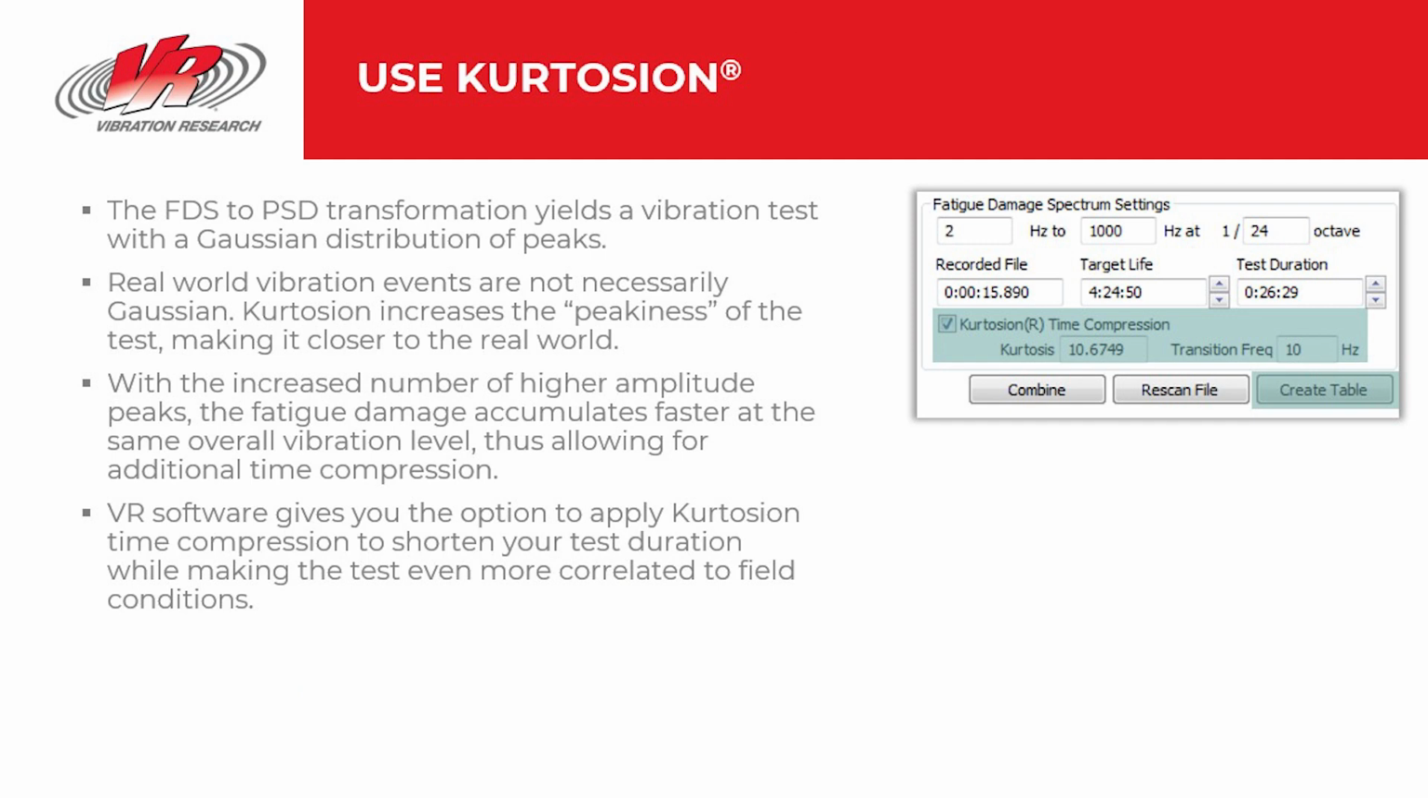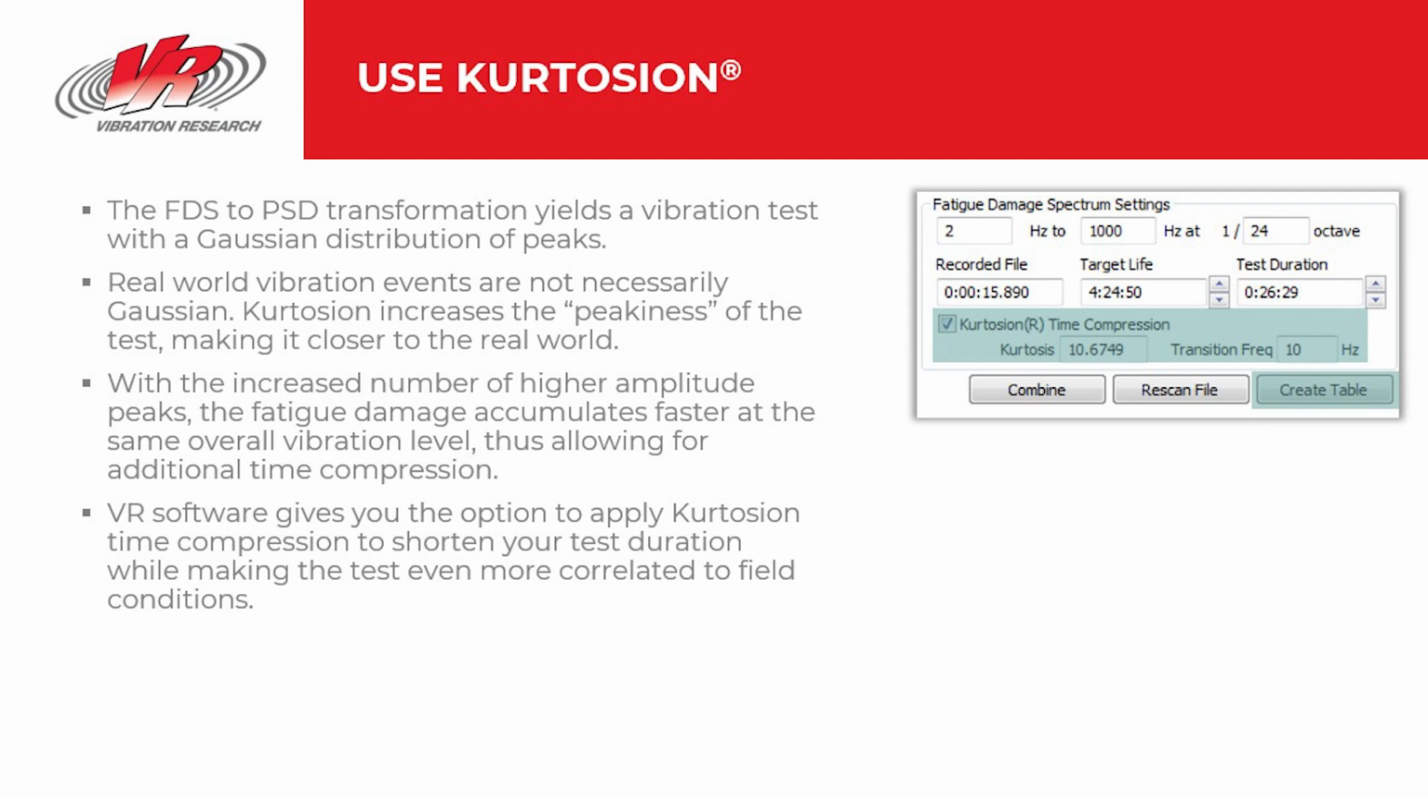Finally, Vibration Research's patented Kurtosion can be used to more closely replicate the peak distribution found in the actual end-use environment. The FDS to PSD transformation yields a vibration test with a Gaussian distribution of peaks. In other words, a normal distribution of peaks. In the real world, however, the distribution of peaks tends not to be normally distributed, but rather there is some peakiness going out in the tails.